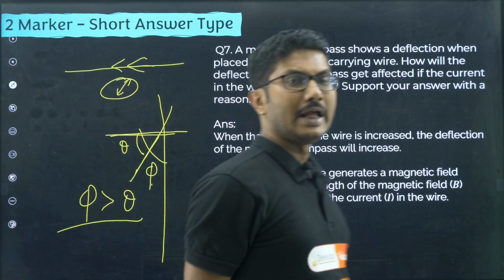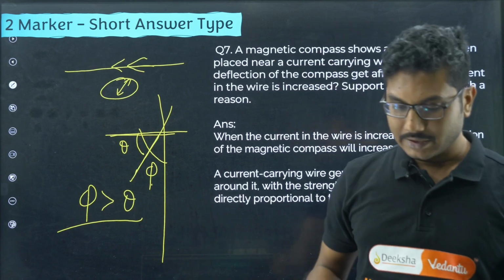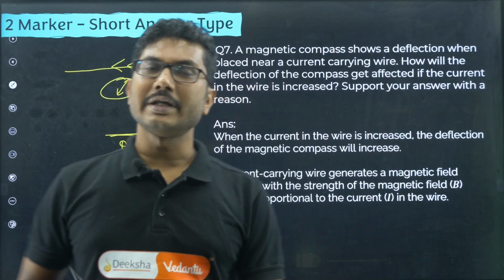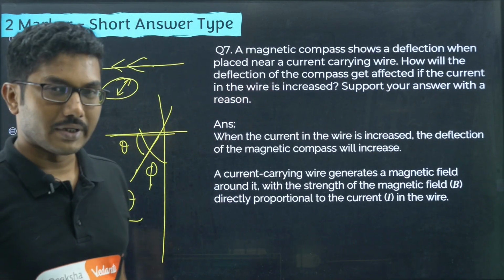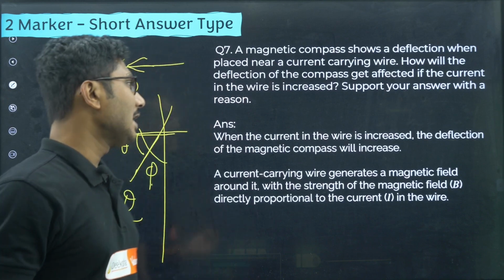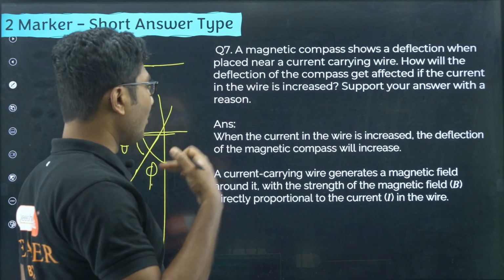Okay, suppose initially the deflection was 30 degrees. Now, if you increase the current, it will increase from 30 degrees to say 45 degrees. Okay, so the angle will change. So, deflection will be more. Now, why is it so?